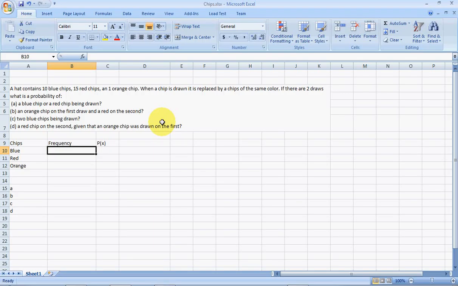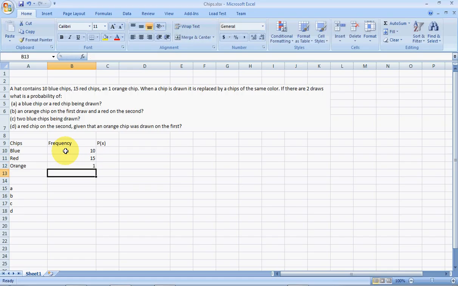In this tutorial we're going to be talking about the probability of independent events. The first thing that we're going to do is write down the frequency of each chip. So if there's 10 blue chips, 15 red chips, and 1 orange chip, we're just going to put those numbers next to the type of chips they are. So there's 10 blue chips, there are 15 red chips, and 1 orange chip.